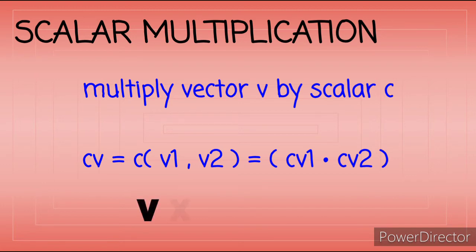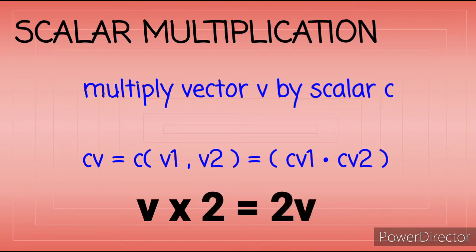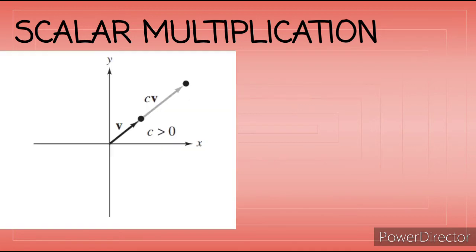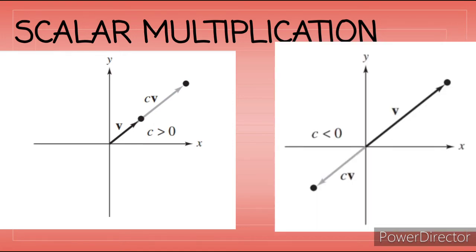For instance, if a vector v is multiplied by 2, its resulting vector 2v is a vector having the same direction as v and twice the length. In general, for a scalar c, the vector cv will be c times as long as v. If c is positive, then cv and v have the same direction. And if c is negative, then cv and v have opposite directions.